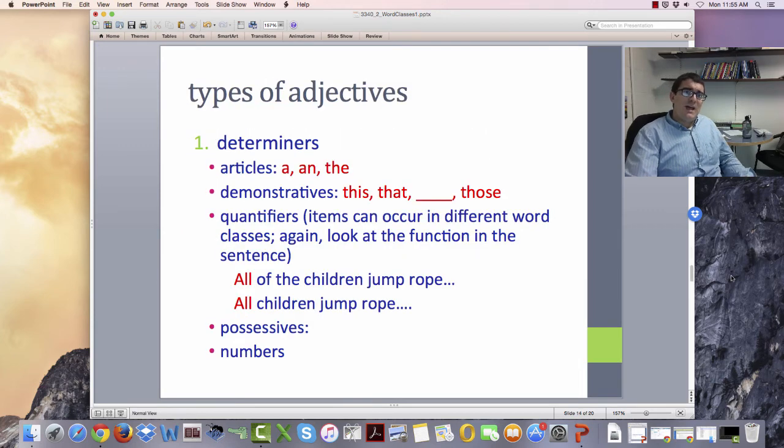So types of adjectives, as I said, we have the articles, a, an, and the. We have demonstratives, like this, that, these, and those. For example, this bag, this book, that class. All of those are giving us information to help us know which noun we're discussing. We have quantifiers, such as all. We have possessives, such as my, so my bag, my class, my car. And numbers, two students. So in that example, two is an adjective.